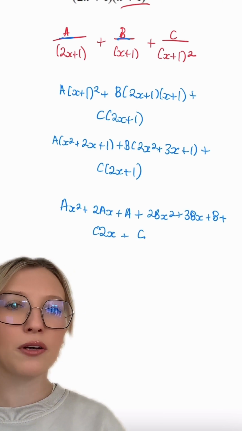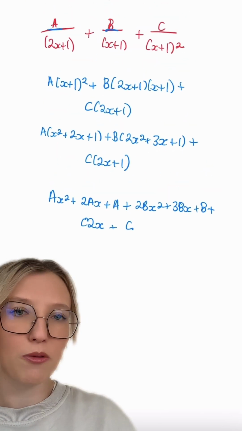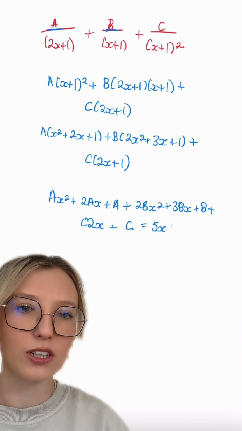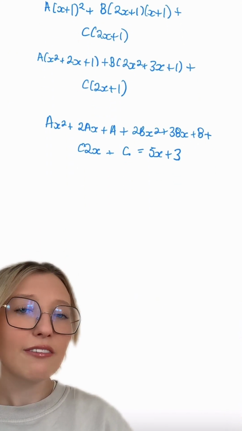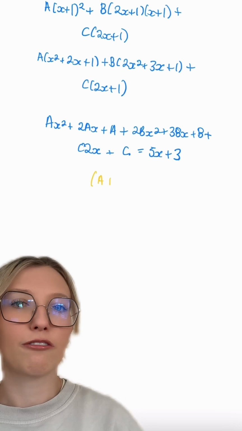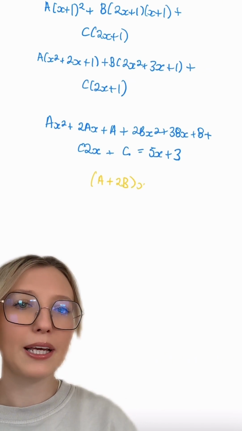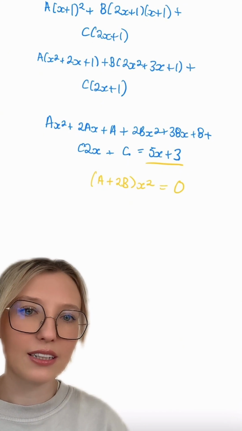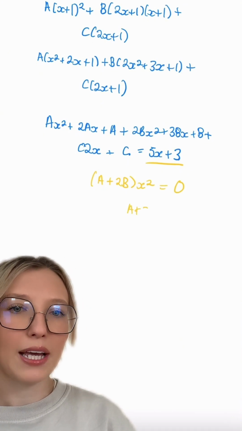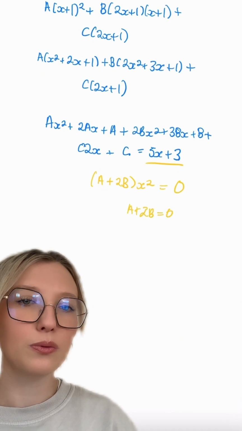Now we've got that, we know that this has got to be equivalent to the numerator of our fraction in the question, which is 5x plus 3. This means that any of the x squared terms, so for example A add 2B, we know it's got to equal 0, as there's no x squared on this side. Therefore, A plus 2B must equal 0.